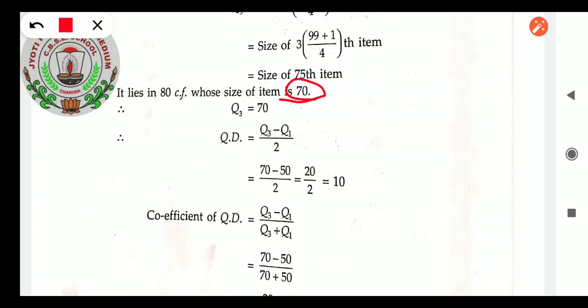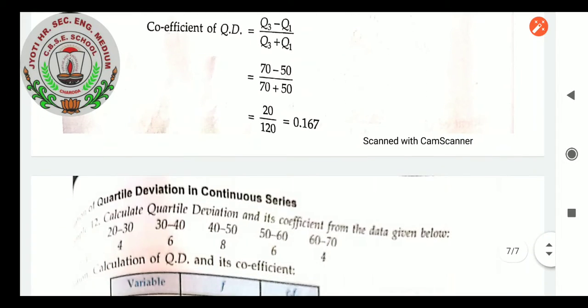Q3 minus Q1 divided by 2 is the quartile deviation. So let us see Q3 minus Q1 divided by 2. When we did it, we got 10. The coefficient of quartile deviation is Q3 minus Q1 divided by Q3 plus Q1, here it will come to 70 minus 50 divided by 70 plus 50. So let us calculate there. It will come to 20 divided by 120 equals 0.167.